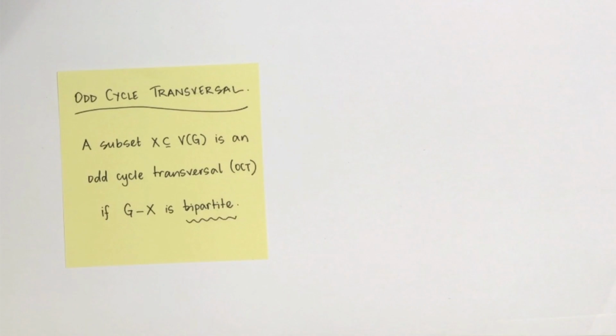So what is an odd cycle transversal, or OCT for short, in a graph G? As always, we will be working with simple and undirected graphs for this discussion, and an OCT for such a graph is simply a subset of vertices whose removal makes the graph bipartite.